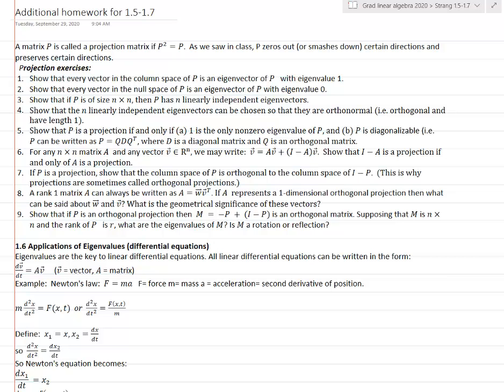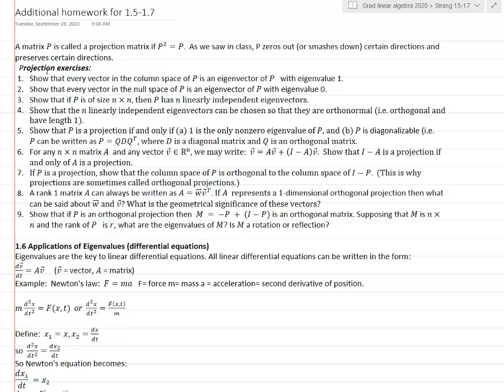examples. Okay, first of all, I'm going to look at a specific example of a type of matrix called a projection matrix. A projection matrix satisfies this property, P squared equals P. And as we saw in class, P zeroes out some directions and preserves certain directions. Now, one example of a projection matrix is to take the identity matrix and cross out some of the diagonal entries. And you will have a projection matrix, as you can verify. And in some sense, that's almost the most general case.